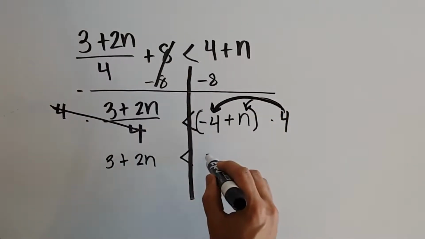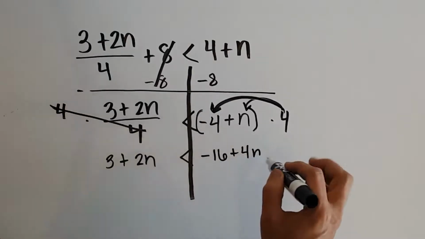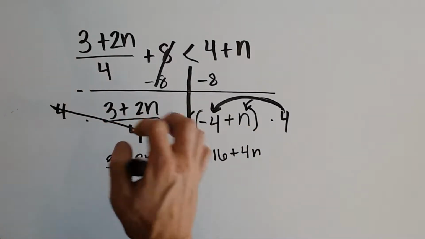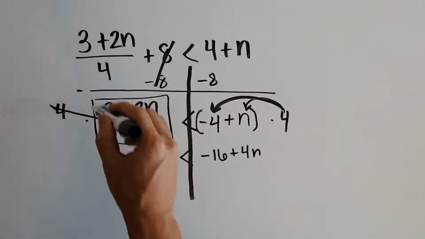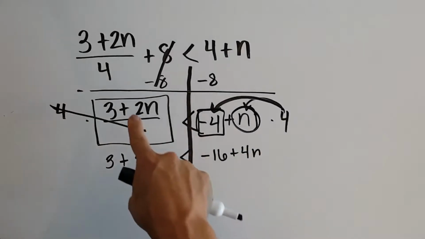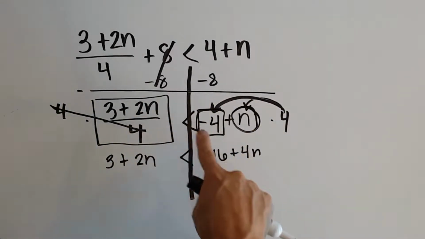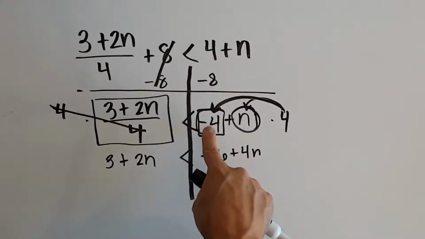So 4 times negative 4 is negative 16. 4 times n is 4n. So this looks different than this because this was just one term. This is 2 individual terms. So when I'm multiplying this side by 4, it cancels out. But when I'm multiplying this side by 4, I have to distribute to both terms.